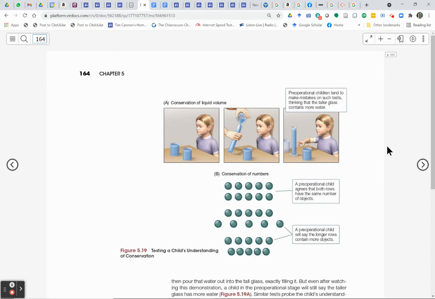And this conservation of number is interesting. If you want to steal clay balls or even coins from your children, just spread them out. Because they spread out more, if they don't understand conservation of number, they think there's now more clay. Unbelievable.